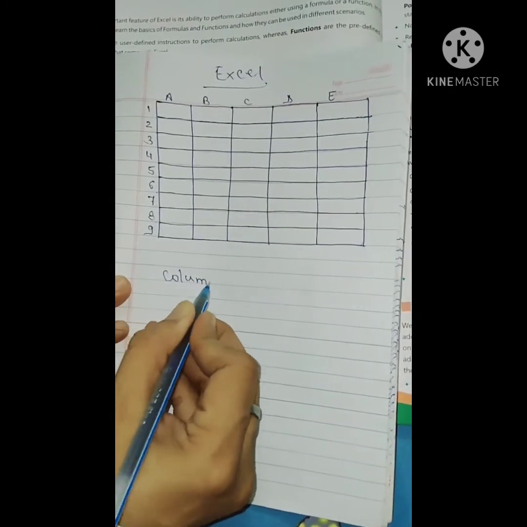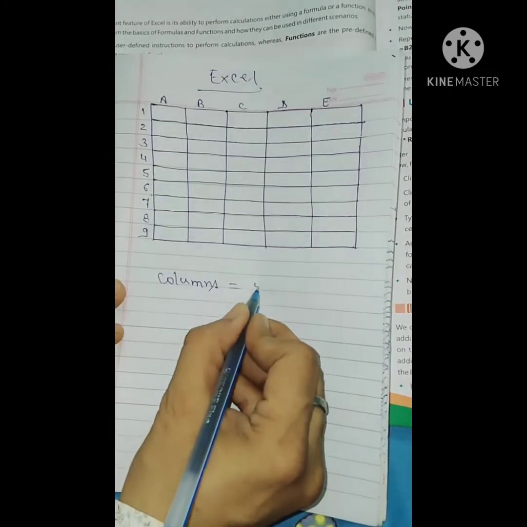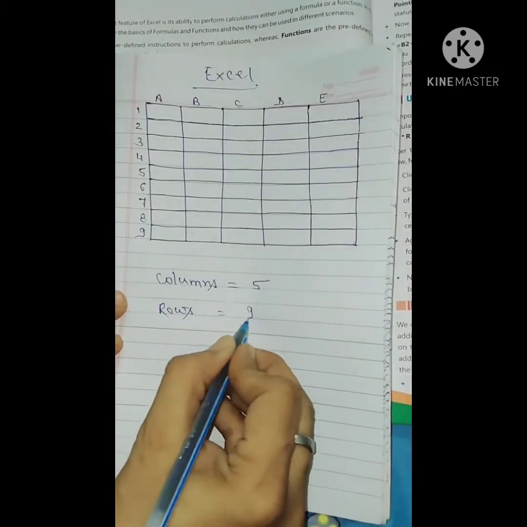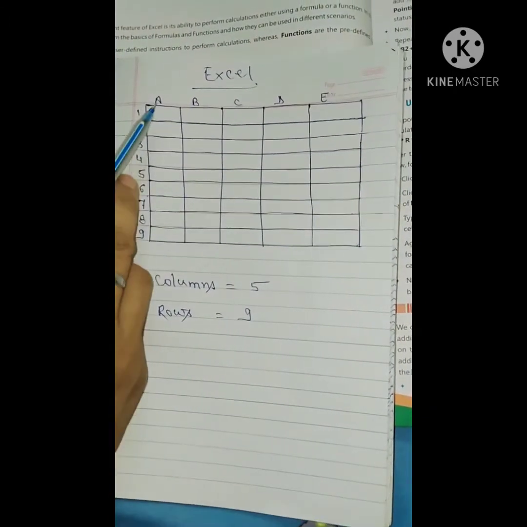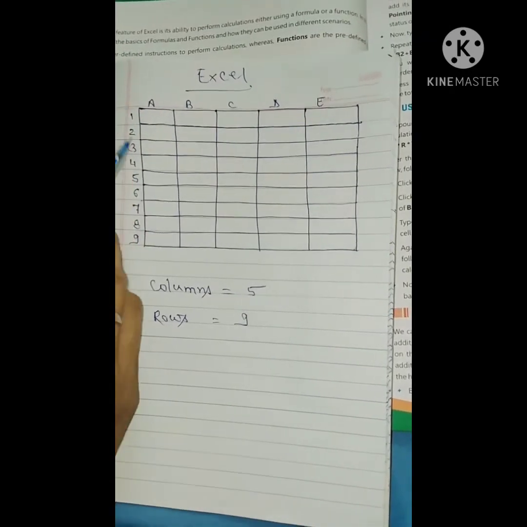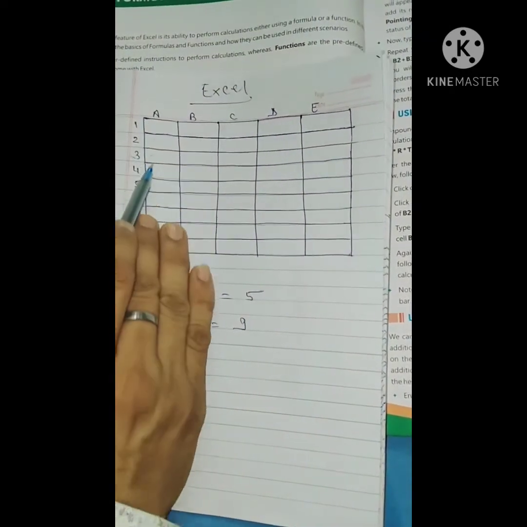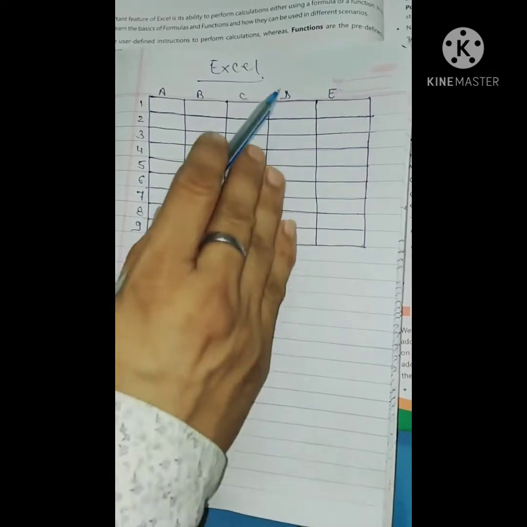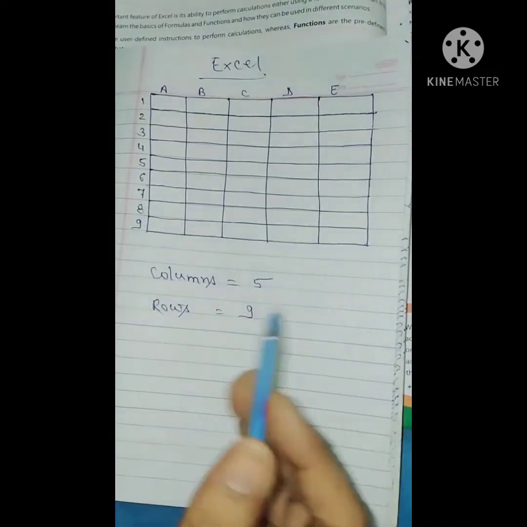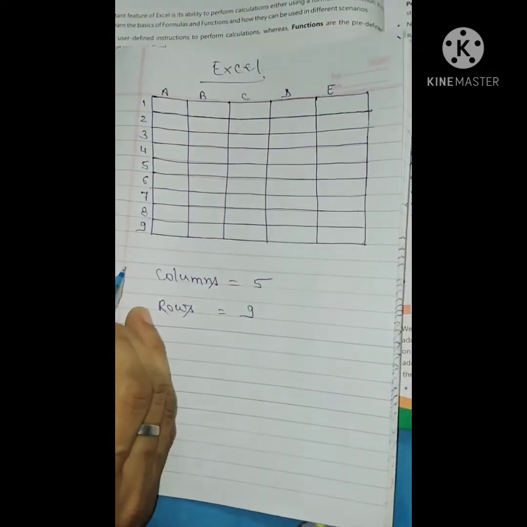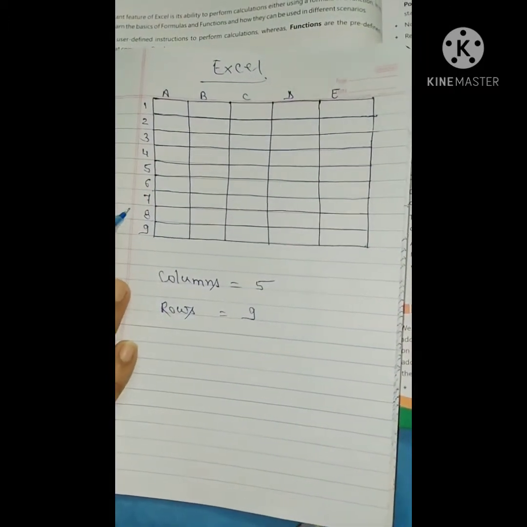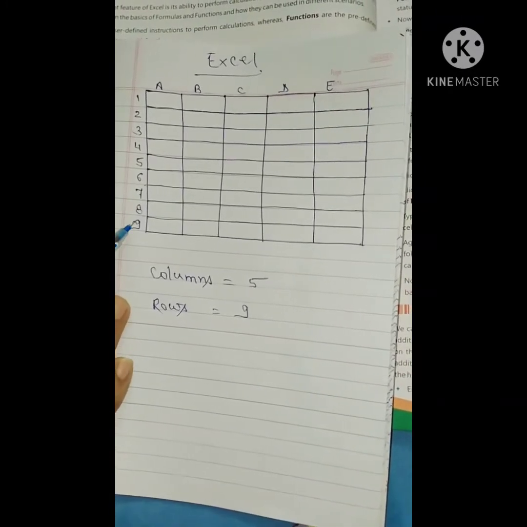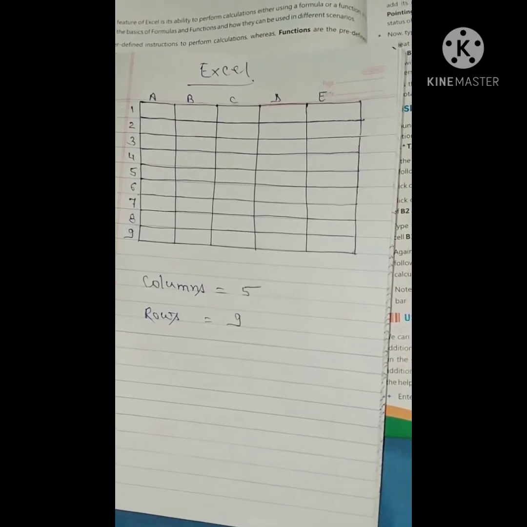Columns 5 and rows 9. In MS Excel, students, columns are always given in the form of alphabets. A column, B column, C, D, E, F, G, H, and so on. Rows are represented by the numbers 1, 2, 3, 4, 5, 6, 7, 8, 9, 10 and so on. Is it clear, students?